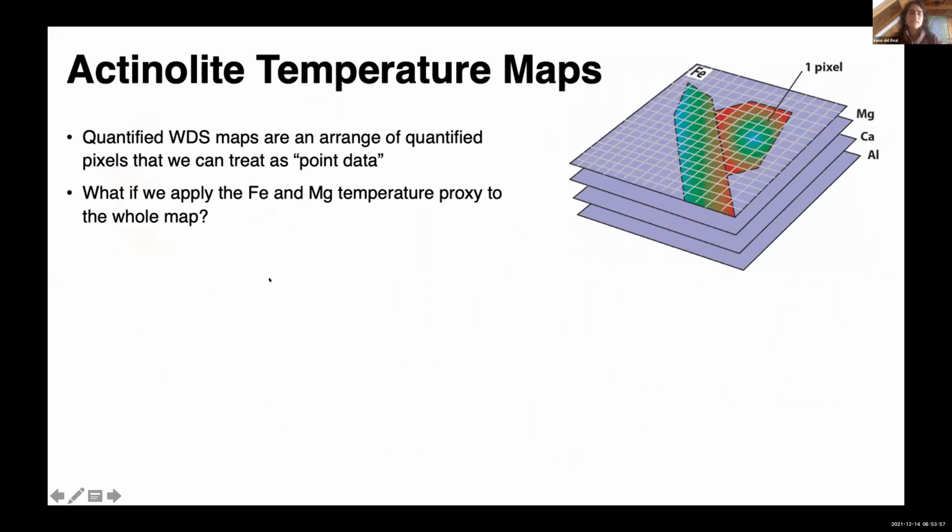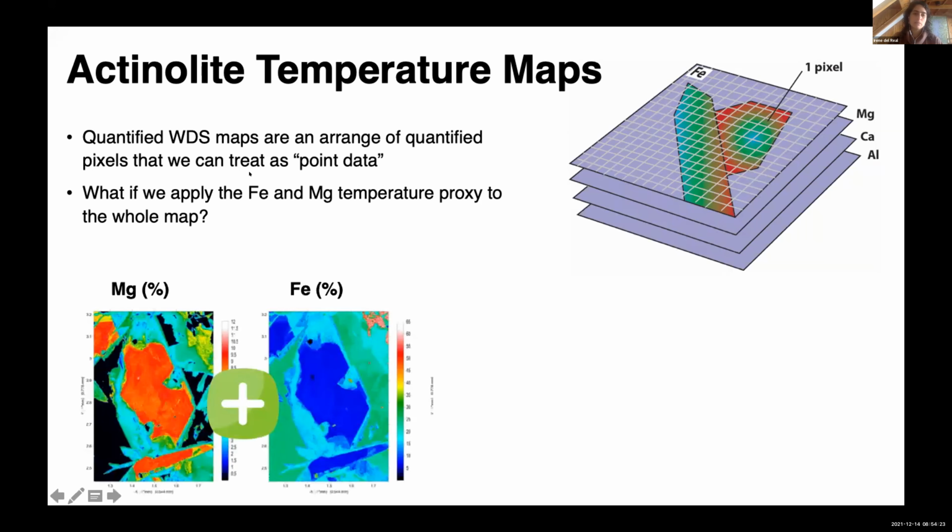So what I did next was, we already used this geothermometer or proxy in the spot analysis that we did using microprobe. But the idea also was to try and use these WDS quantified maps and just use every pixel of these quantified maps as point data. So the idea is to apply this proxy using the iron and magnesium contents, but on an image. So basically, we did a pixel by pixel using the magnesium and iron concentrations.